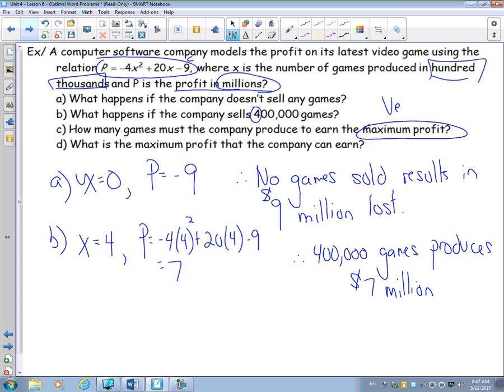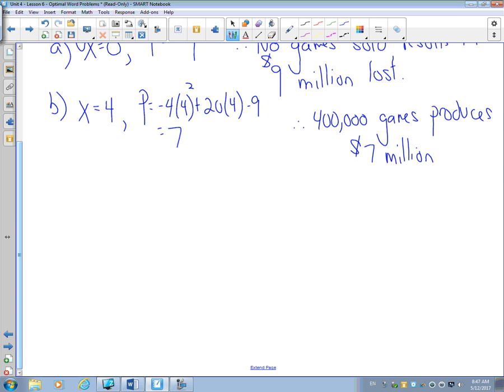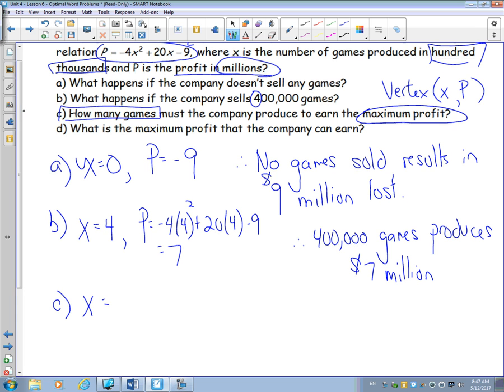Okay, so I'm looking for the vertex. Vertex is made up of two parts. Am I looking for the x or the y, or in this case, the x or the p? The question was, how many games? Games is x. So I'm looking for the axis of symmetry. So x equals negative b over 2a, so negative 20 over 2 times a, or in this case, negative 20 over negative 8, which comes out to 2.5.